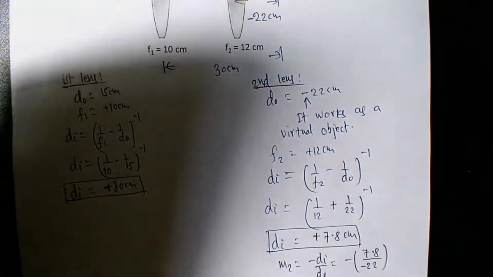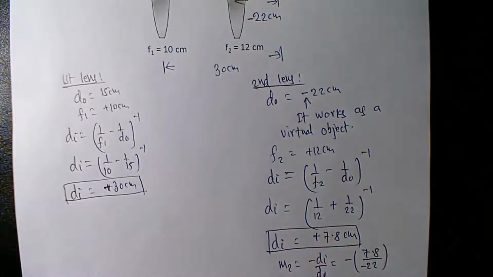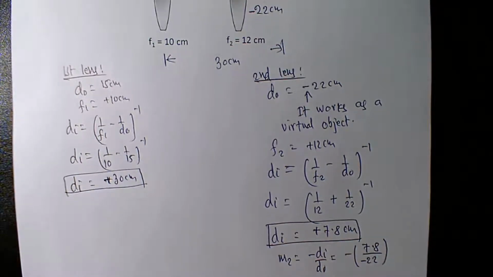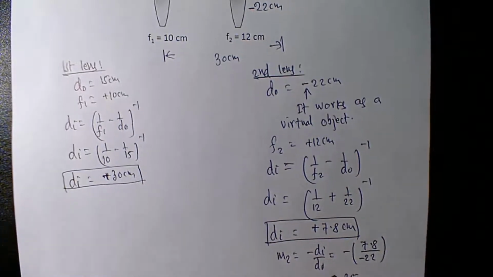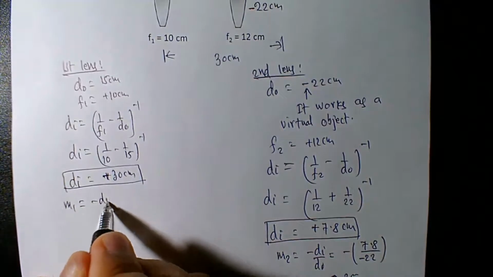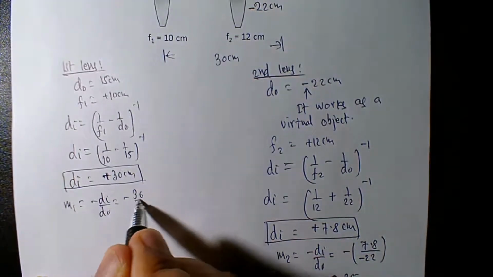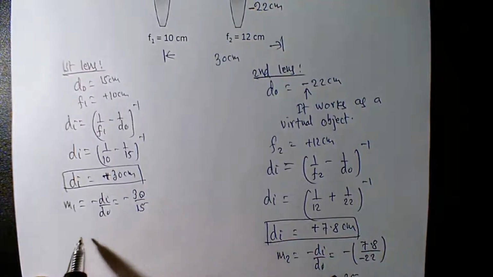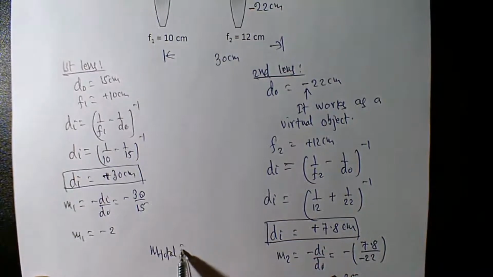So 7.8 divided by 22 is going to be diminished, right? Am I right? 22, yeah, negative 0.35. And what is M1? M1 is negative di over do, negative 30 divided by 15. So M1 is negative 2. So overall magnification is M1 times M2, just the product, and it's going to be 2 times 0.35.